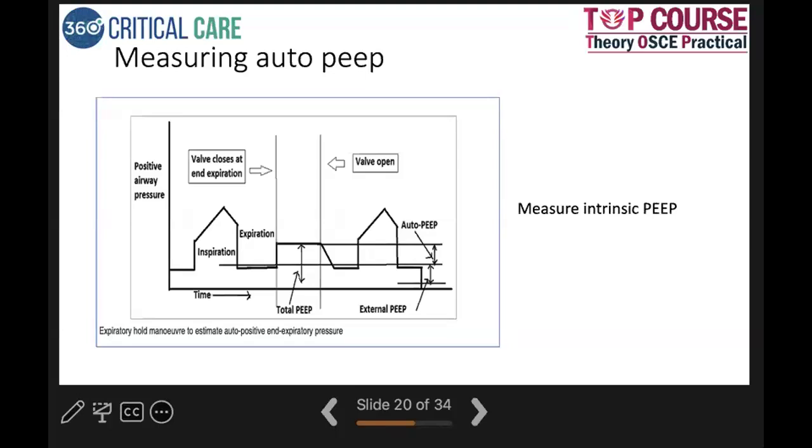Okay, so that is why auto PEEP is, ironically, a controversial situation. I don't even know whether, when you are measuring something in a control mode and applying it in a patient who is spontaneously breathing, it is going to be fully reliable or not.